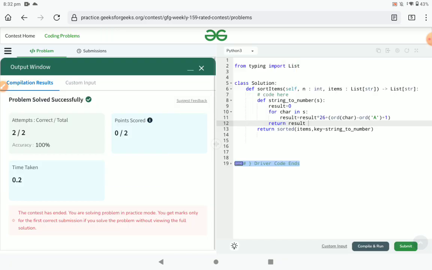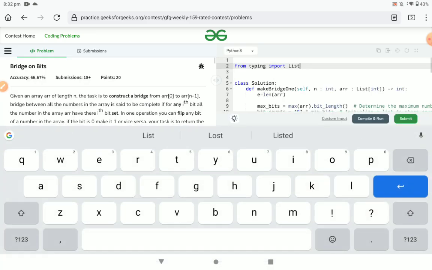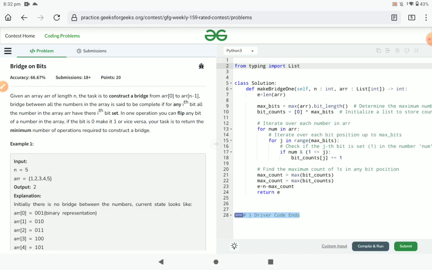Okay, now let's jump on to the next problem, Bridge on Bits. I was able to solve all the three problems in the given time limit. So now let's read it down.